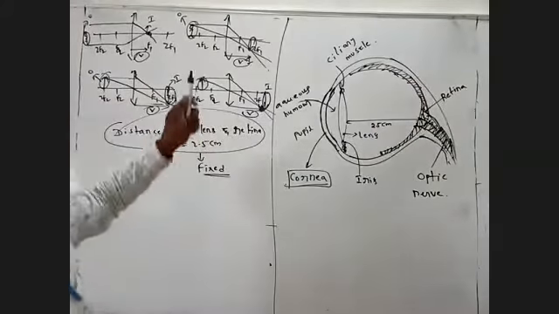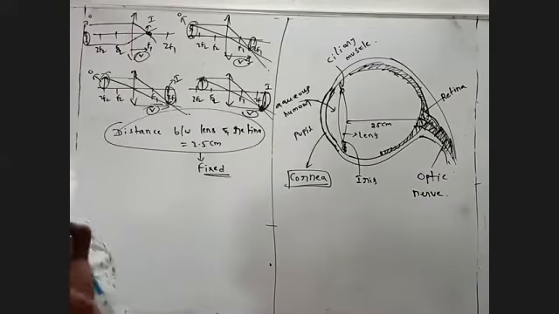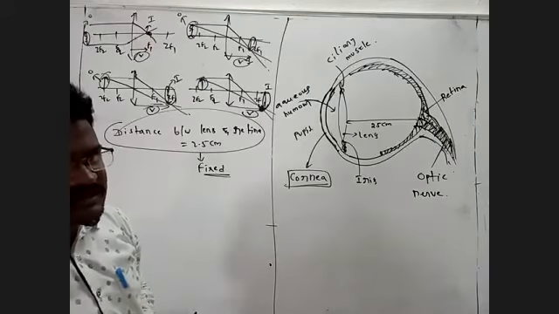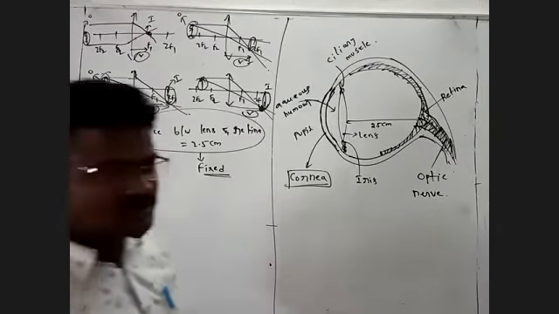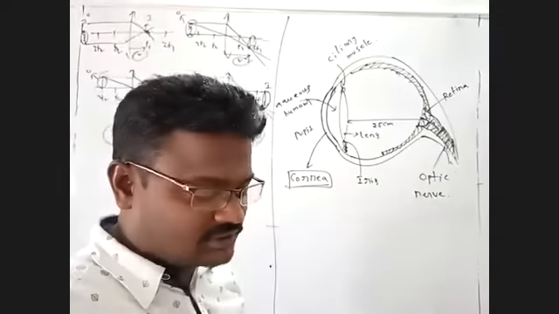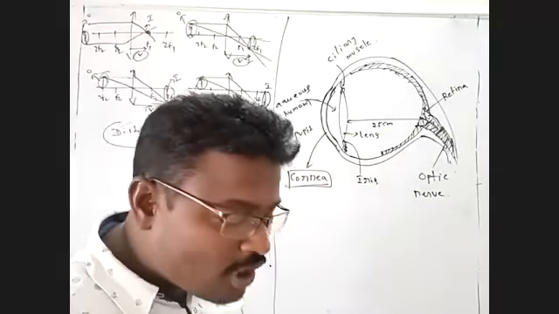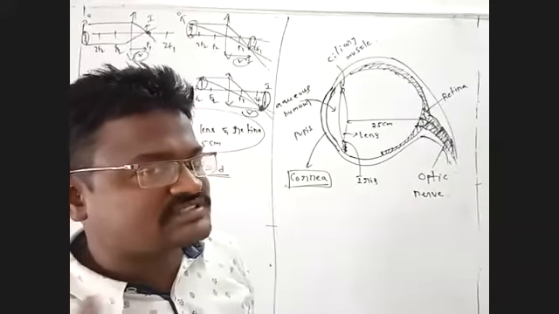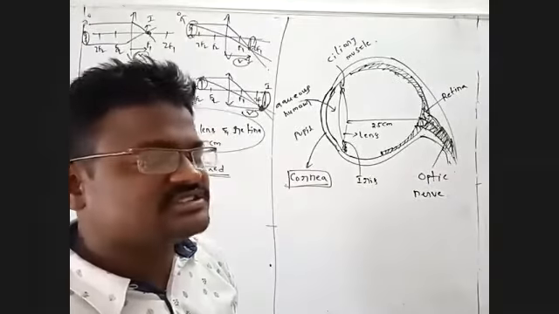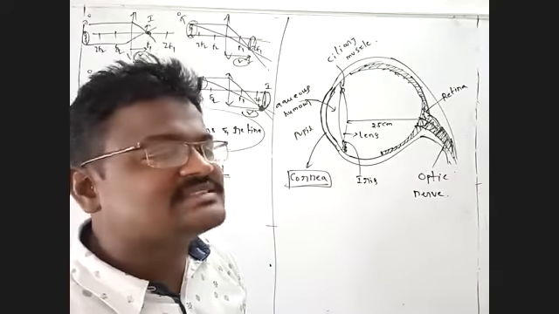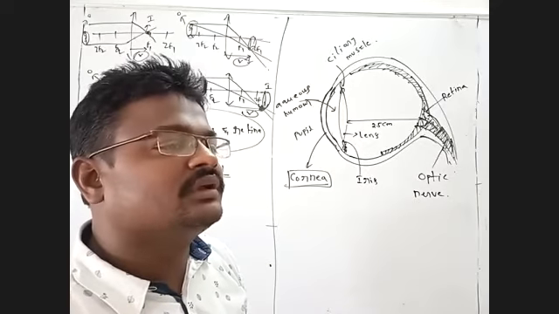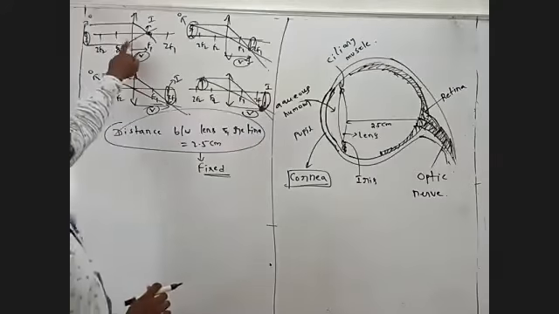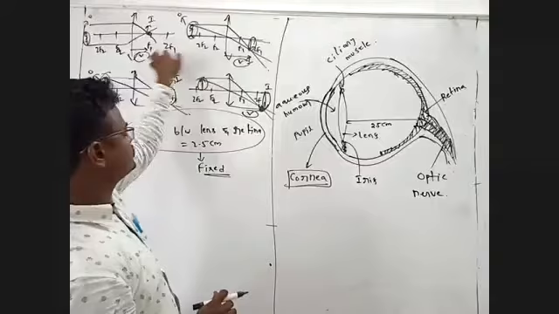But the focal length of the lens is fixed. The focal length of the convex lens does not change. As the object moves towards the convex lens, the image first moves away from the lens, and then moves back behind the convex lens. But the focal length of the convex lens does not change.